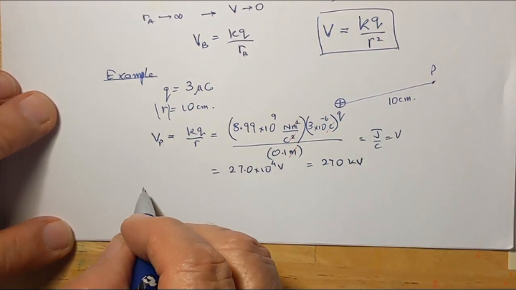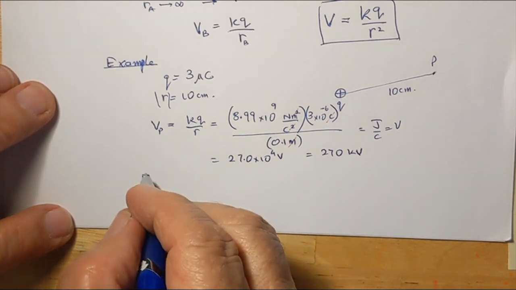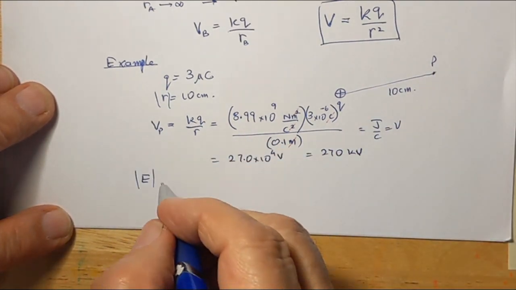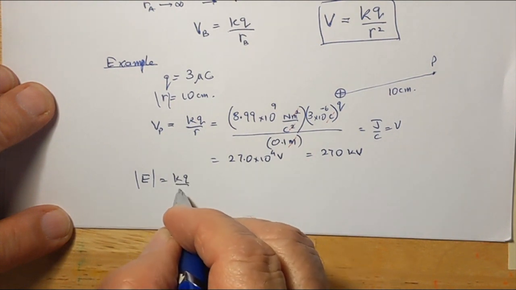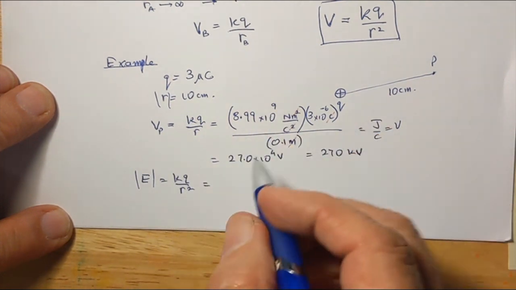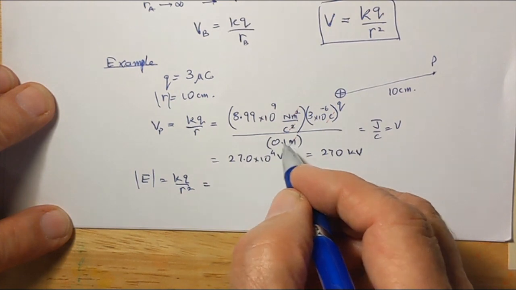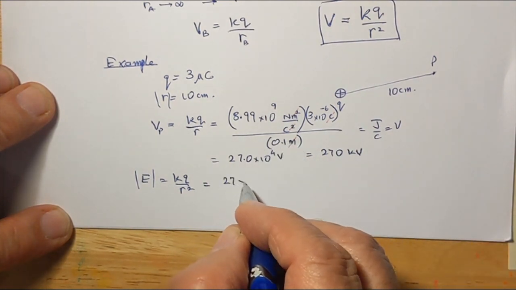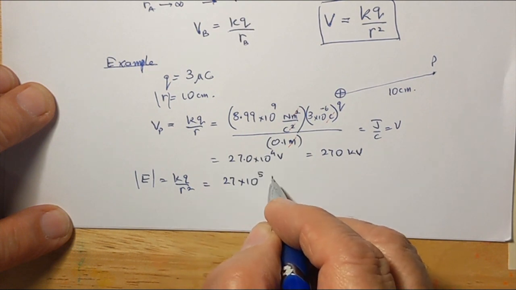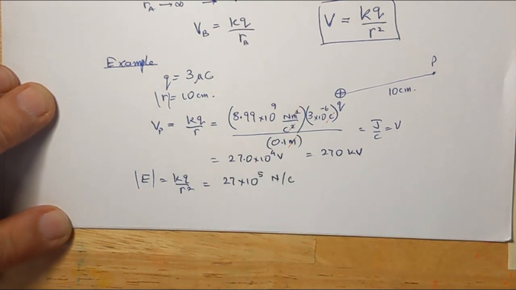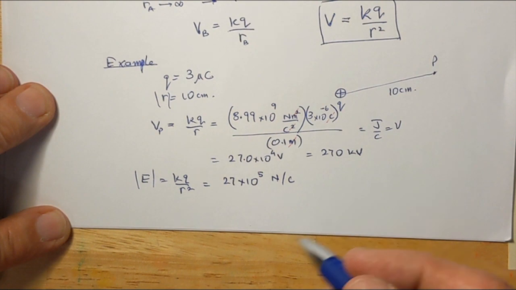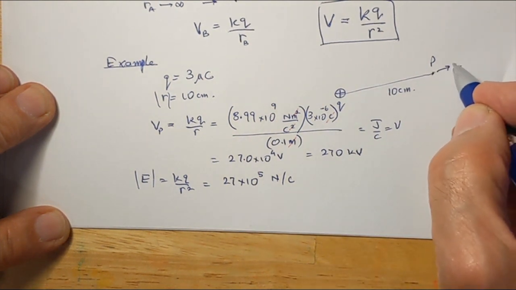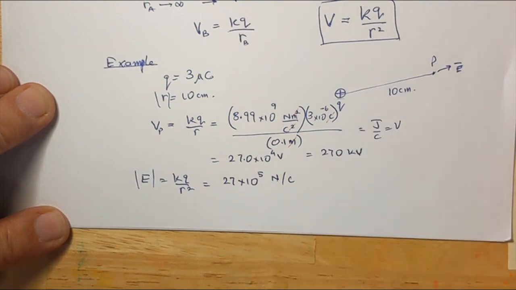Now if we want to find the electric field at this distance, just the magnitude of the electric field, that is going to be kq over r square, and substituting these values, it's just going to be divided by another 0.1, so it's going to be 10 times bigger, 27 times 10 to the power 5 newtons per coulomb, and it will be in some direction. That will be the direction of the electric field. So if we know the angle, we can write the angle over here.